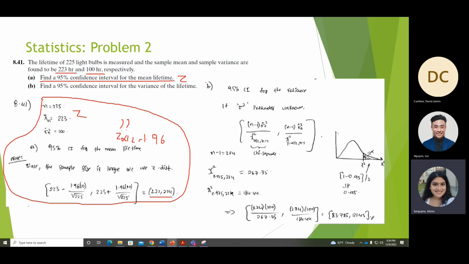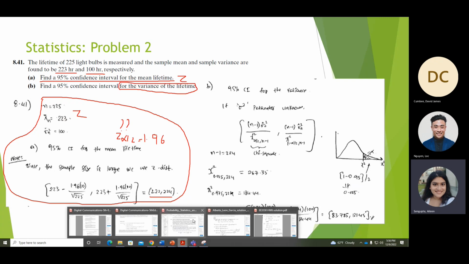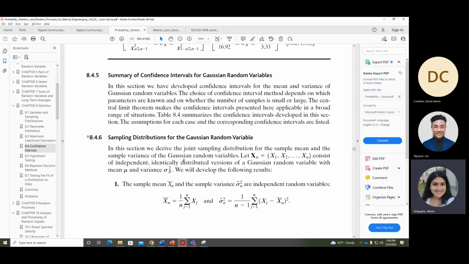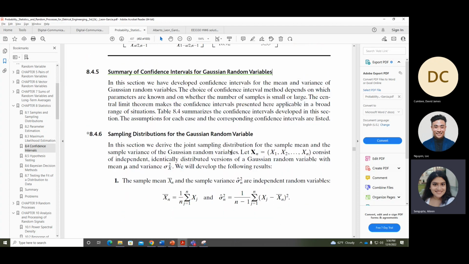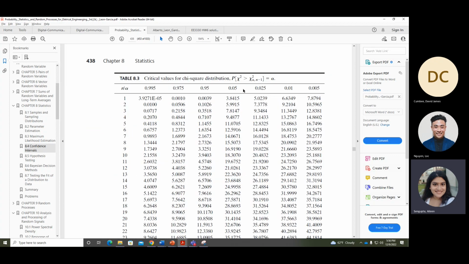Anyway, so what about part B though? Find a 95% confidence interval for the variance of lifetime. What does this word mean though? For the variance. If you go back to your book, you will see the summary of confidence intervals for Gaussian random variables. This is an important thing, okay? So when you use this word, I can describe all the derivations and everything else that is there. But for the exam shortcut, you can see that for the Gaussian random variable it is almost like chi-square, okay?